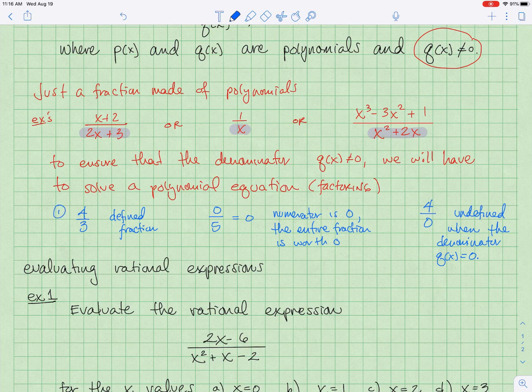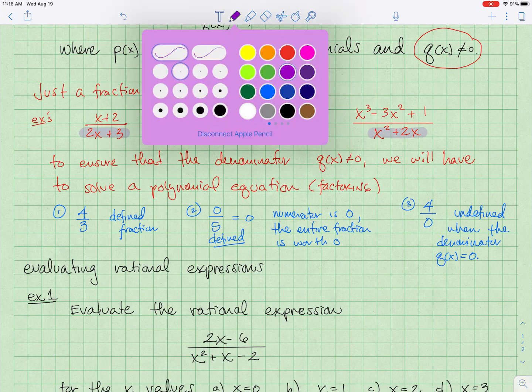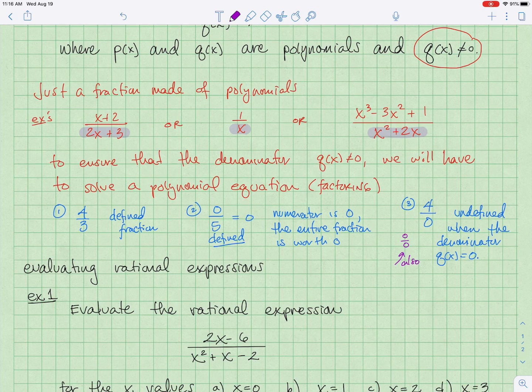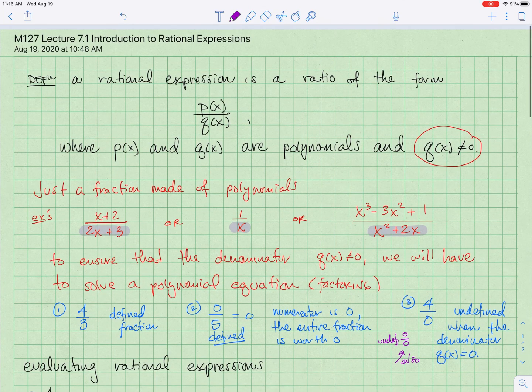If they're both non-zero in situation 1, you have a good old-fashioned defined fraction. When the numerator is 0, it's still defined. That's okay. It just happens to be defined as 0. And then in the third situation, whenever the denominator is 0, and that actually includes things like 0 divided by 0 as well, the denominator is still 0 there, so it's not equal to 0. This is undefined. Undef, as we say. Anyway, that's a quick little introduction to some ideas about fractions that you should know, as well as the definition of what a rational expression is.